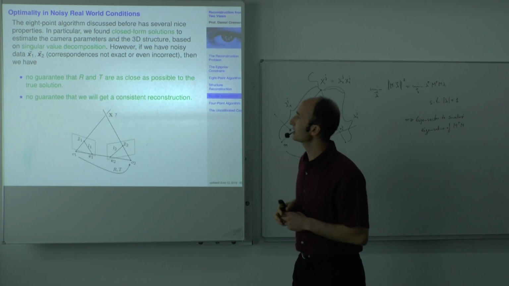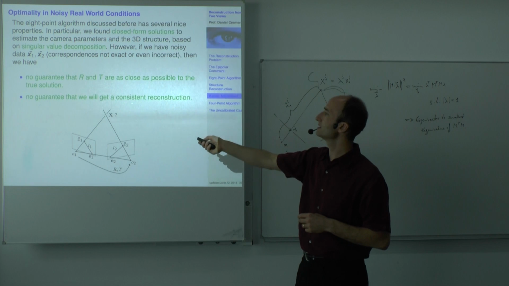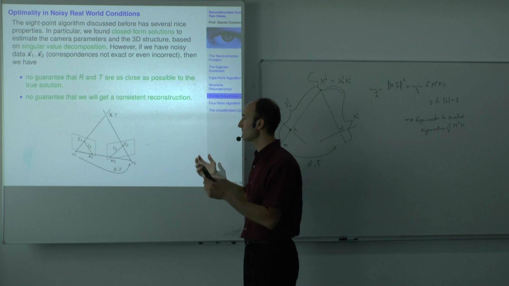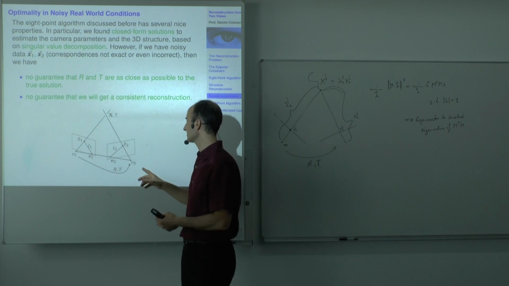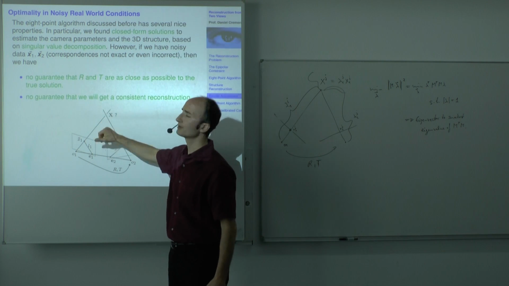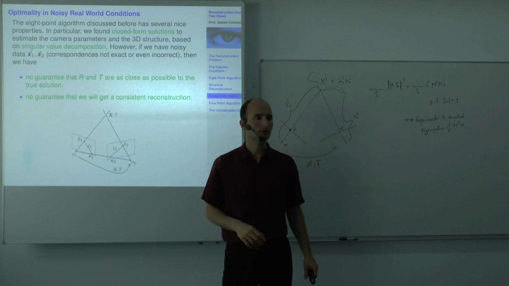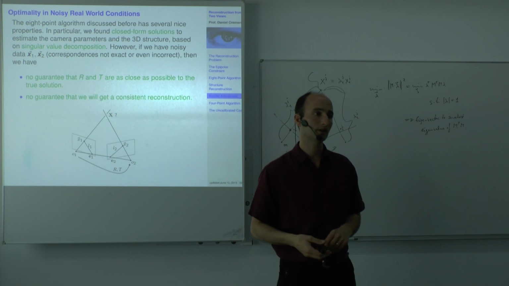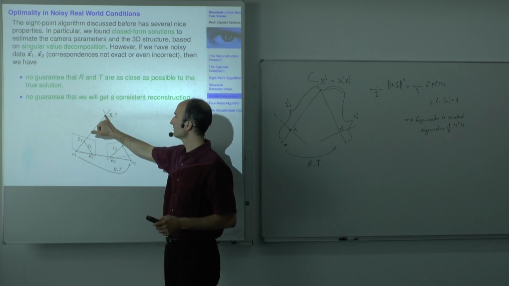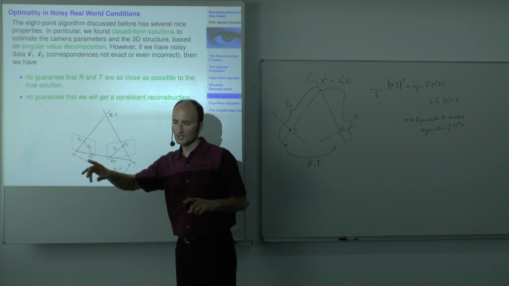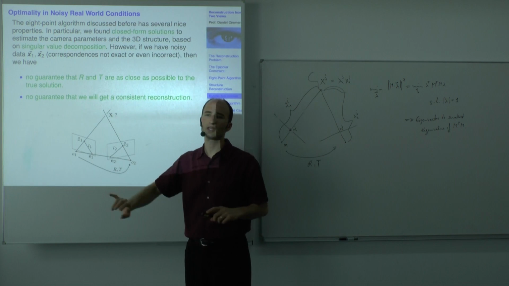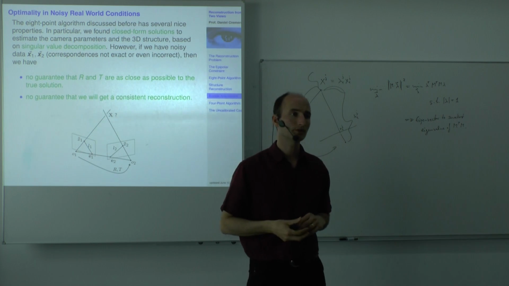In addition, the second problem is that we have no guarantee that we will get a consistent reconstruction. Once we run our 8-point algorithm, it gives a rotation and translation. It may well be that there is no 3D point that is consistent with the 2D coordinates. And then the question is, what do you really do? You have no intersection, and it turns out just taking a point that is in some way close to the two rays is a suboptimal solution.